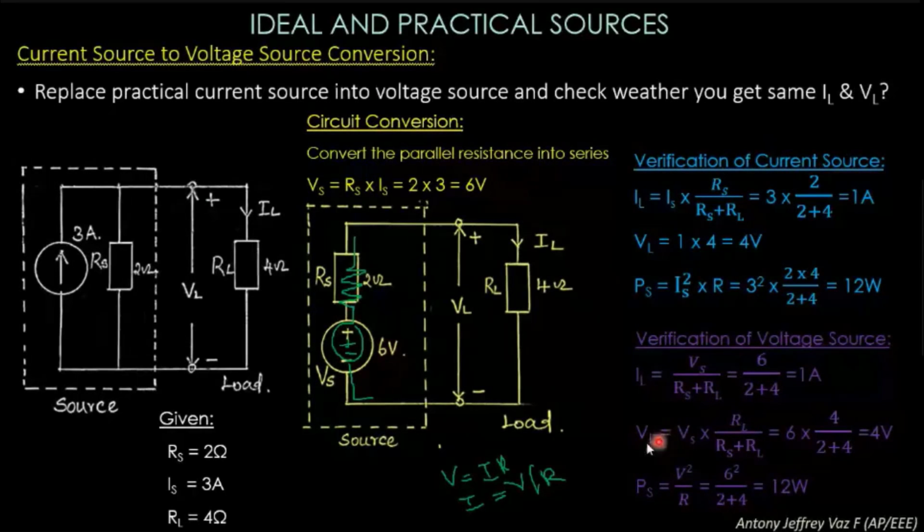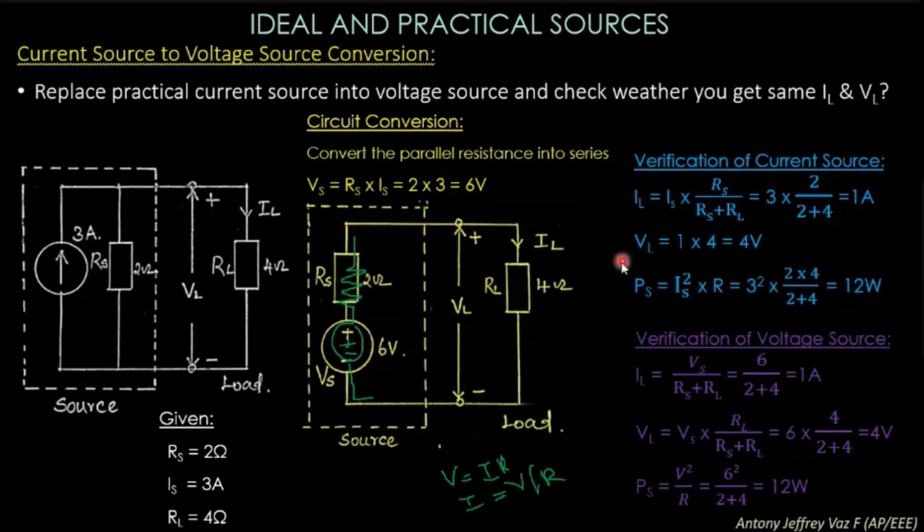Next, we are going to find the load voltage, which is VL is equal to Vs into RL divided by Rs plus RL. So we have all the values. Vs is equal to 6 volt and the load resistance is 4 ohm. Rs plus RL is equal to 2 plus 4, which is 6. Then substituting all the values, we will get VL is equal to 4 volt. So now the load voltage is 4 volt.